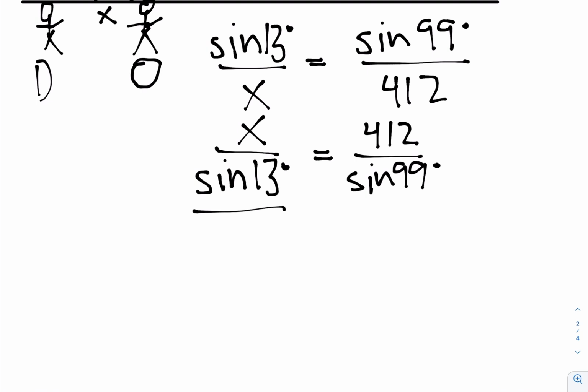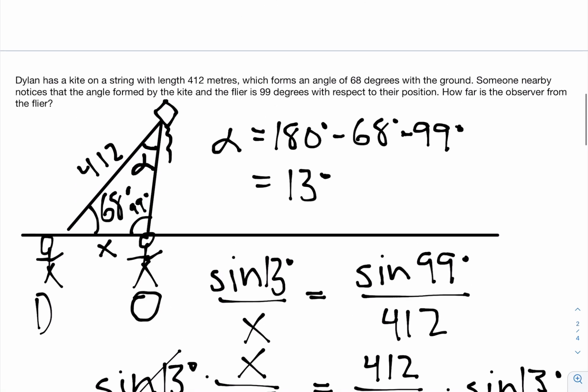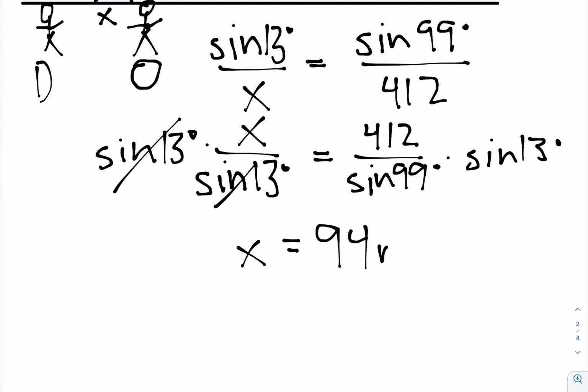So now we want to get rid of this sine 13 over here. So we just multiply by sine 13 on both sides. Okay, so on the left side we just have x. And on the right side, it's going to be 412 times sine 13. And we're going to divide that by sine 99. So that's going to be about 94. And remember, we always need our units. So this will be meters, because they gave the length of the string for the kite in meters, 94 meters.